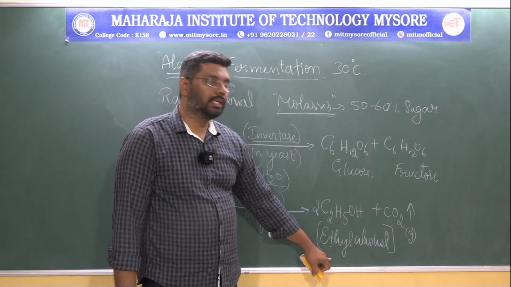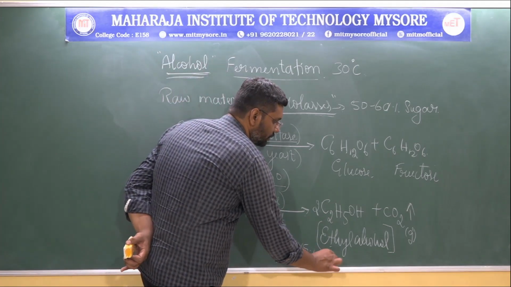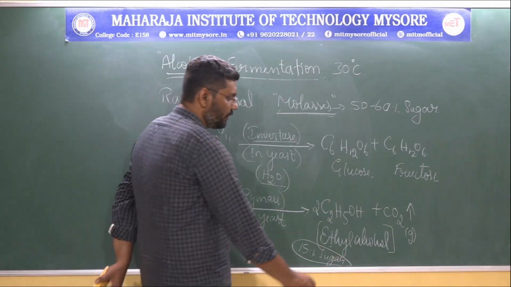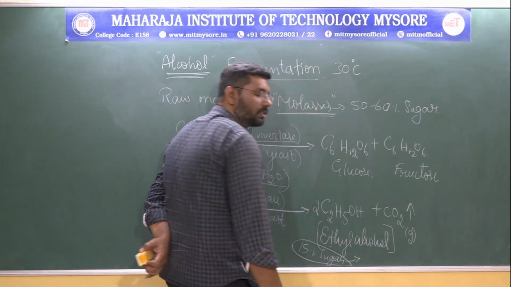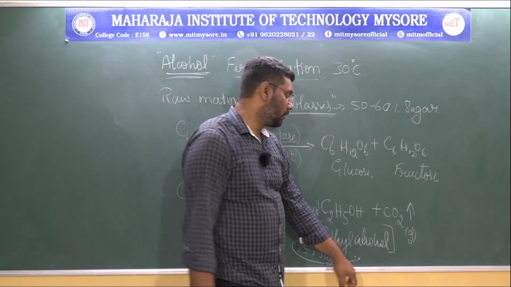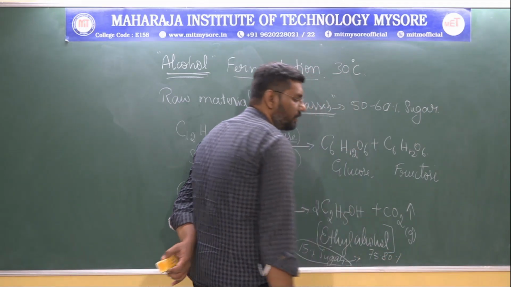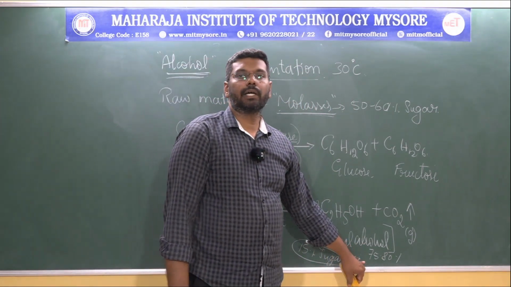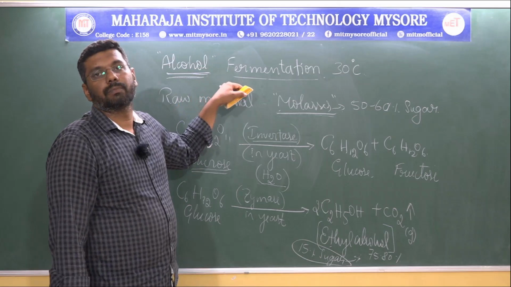This produced ethyl alcohol contains around 15% of sugar in it, and further it has to be subjected to the distillation process, because the ethyl alcohol obtained here will be just around 75 to 80% pure. This ethyl alcohol has to be further purified, because we need absolute alcohol to blend with petrol.